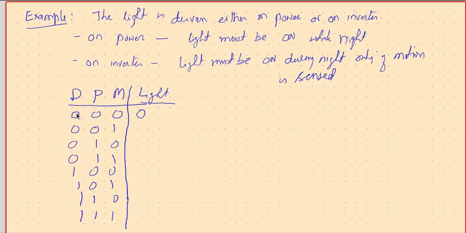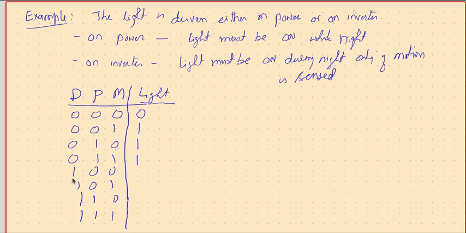Okay, next. Day is false, that means it is night. Power is not there, which means we are working on inverter, and motion is sensed. So we have to switch on the bulb. Next, it is night, power is on. Power is on means we don't have to worry about whether there is motion or not. The light should be on. The only thing is power should be on and it should be night. So whether motion is there or not, the light has to be on.